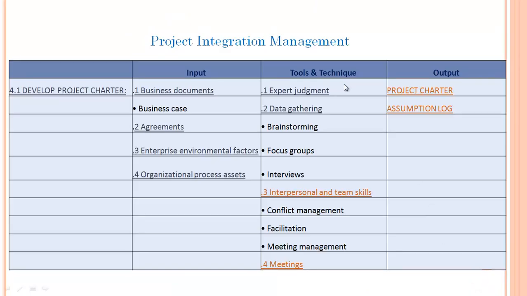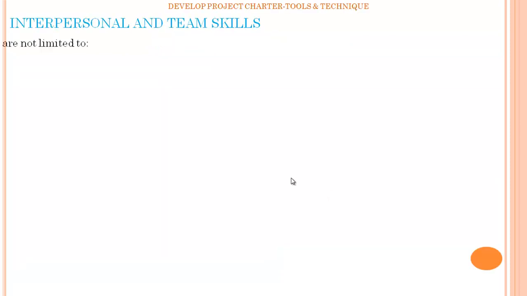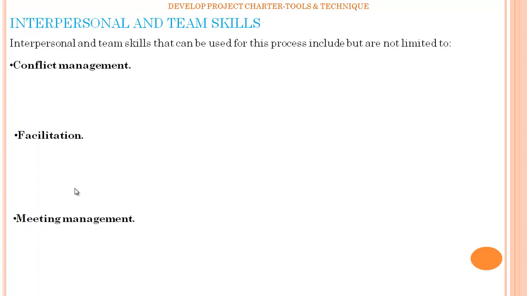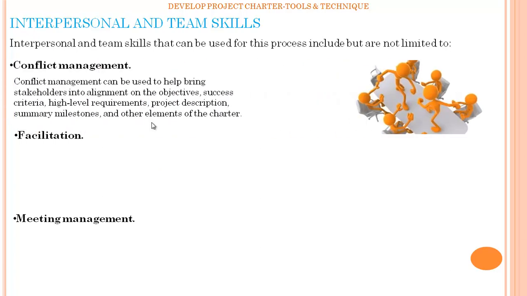Now we'll explore the next tools and techniques, that is interpersonal and team skills. Interpersonal and team skills that can be used for this process include, but are not limited to, conflict management, facilitation, and meeting management. Let's explore first conflict management. Conflict management can be used to help bring stakeholders into alignment on the objective, success criteria, high-level requirements, project description, summary milestone, and other elements of the charter.